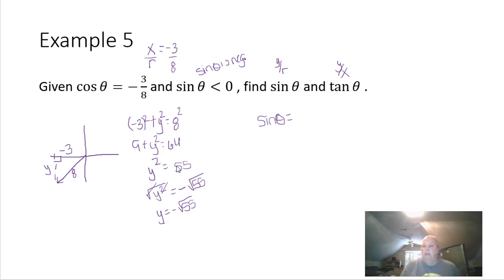All right, when we go to find the sine, remember it's y over r, so we've got negative square root of 55, and r we said was 8. And then to find the tangent, y is going to be negative square root of 55. X we said was going to be negative 3. Oh look, and the two negatives are going to cancel out. So the tangent is going to be the positive square root of 55 over 3.